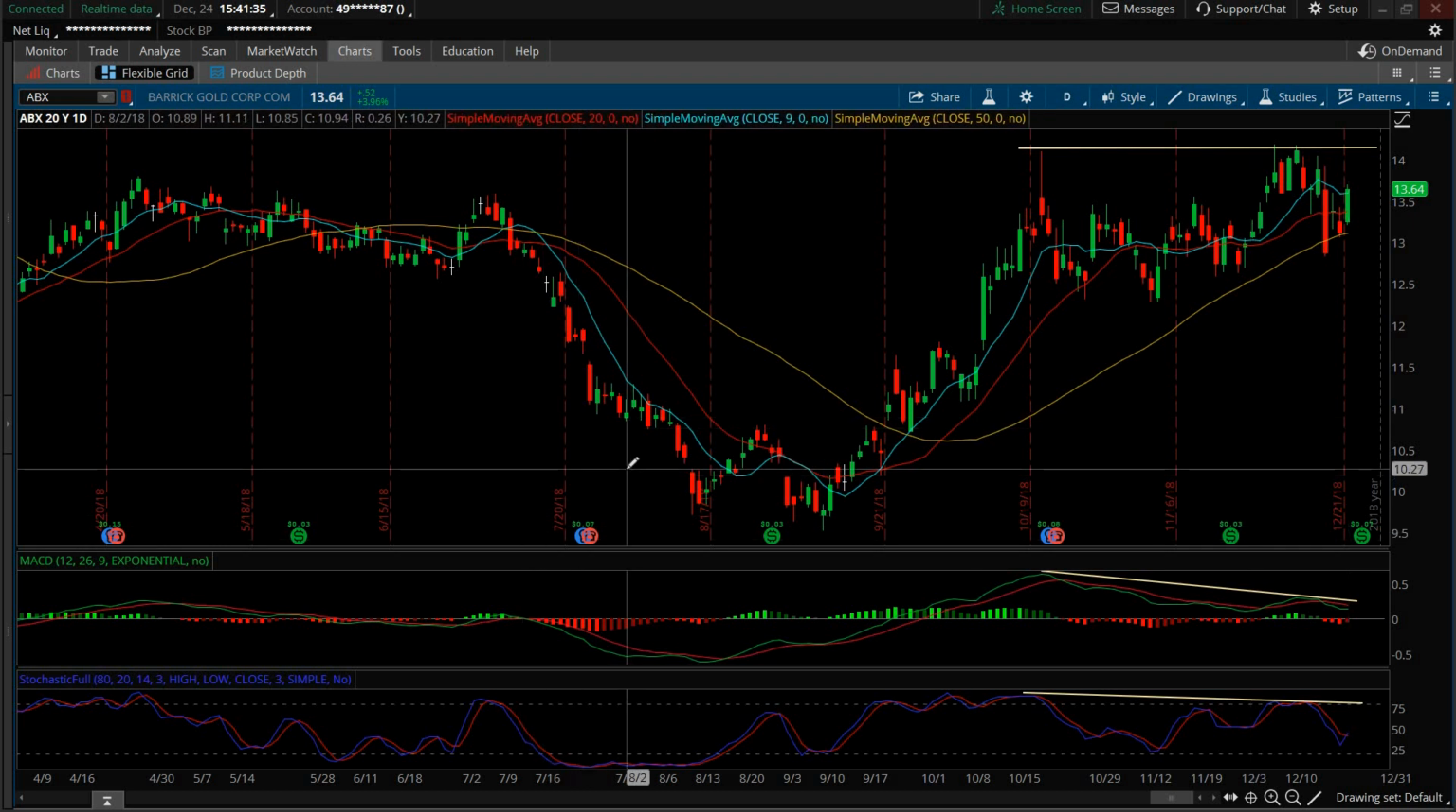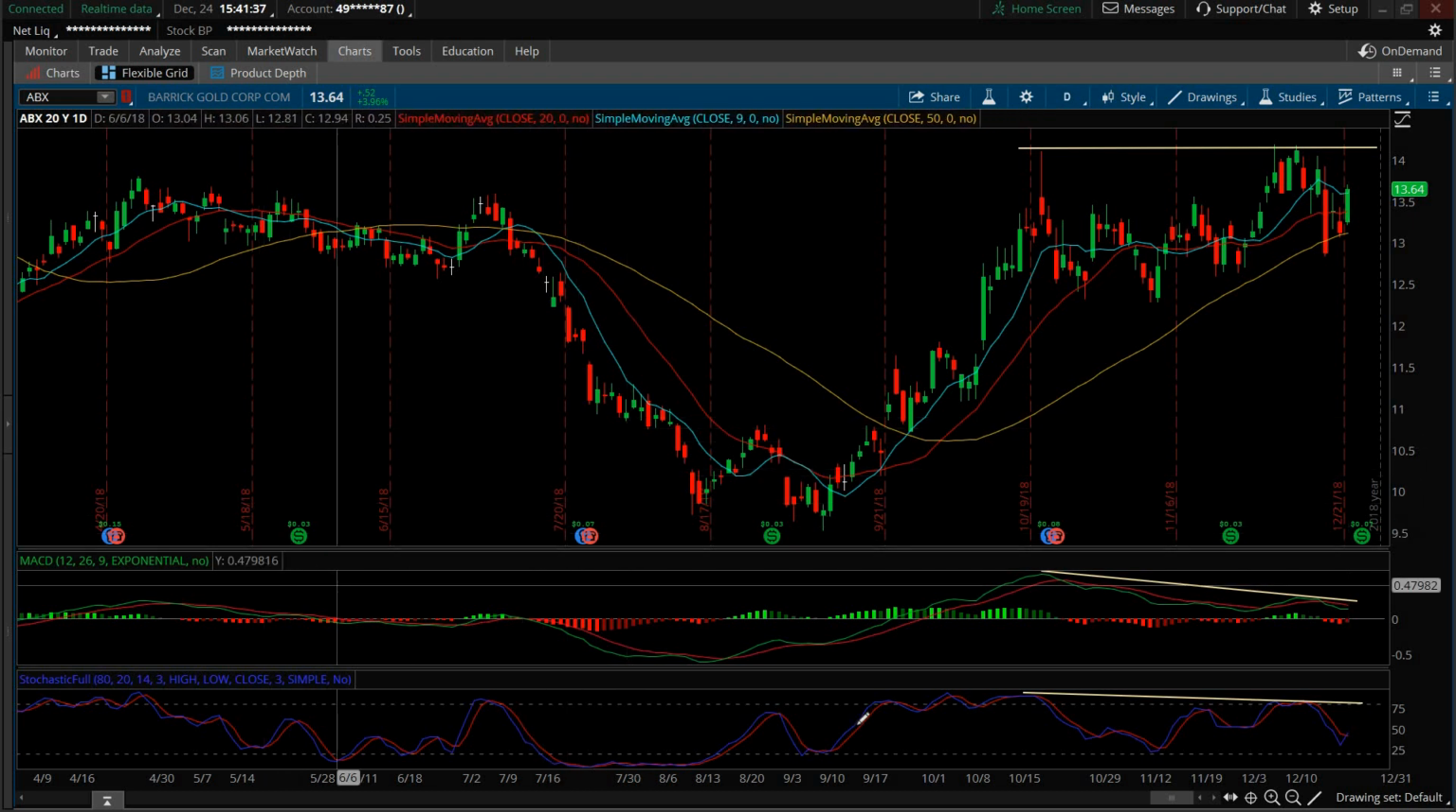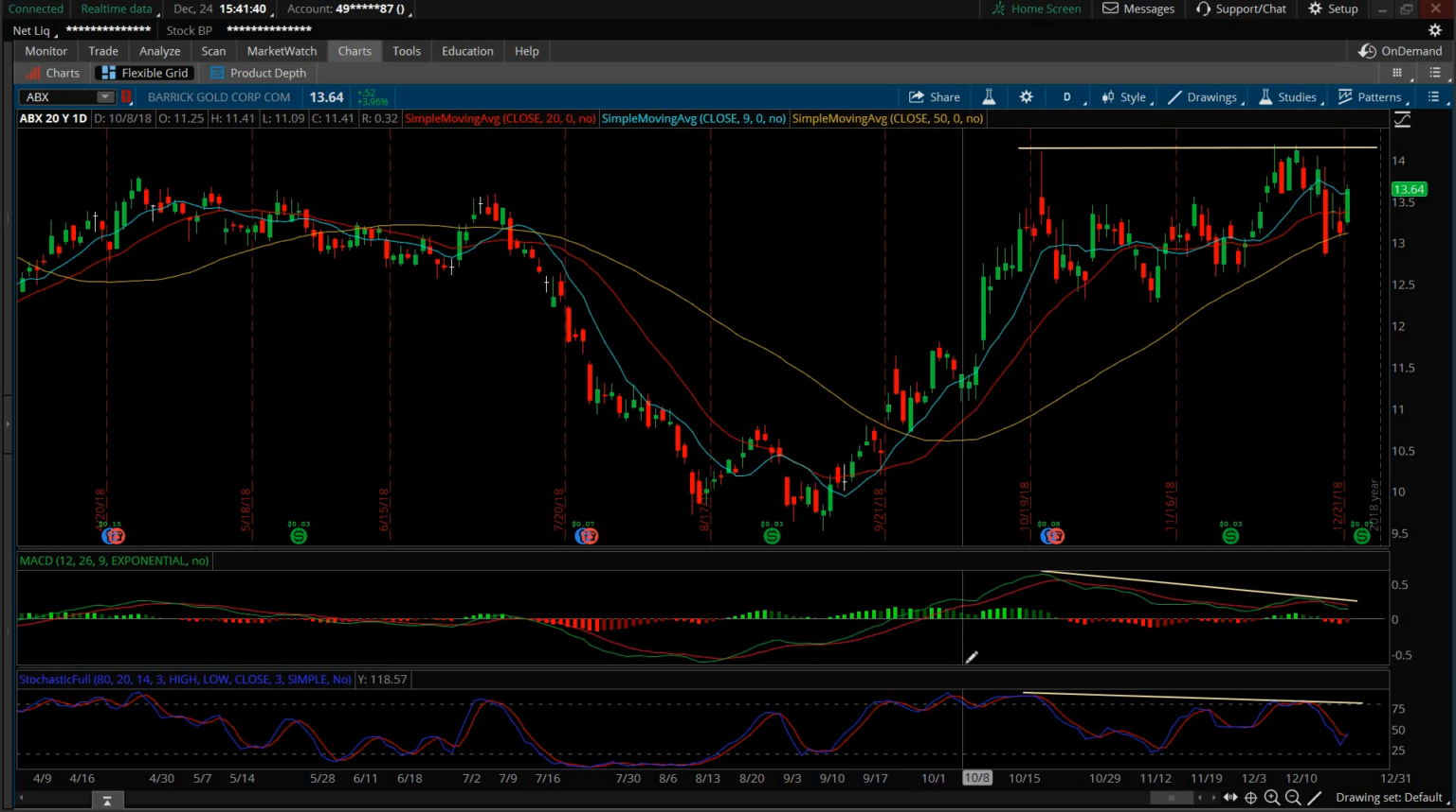Alright. So this is how I use these two indicators to help me with the divergence, and hopefully this will help you guys out.